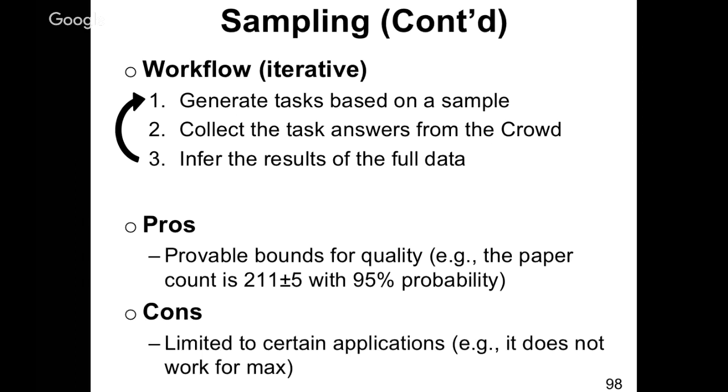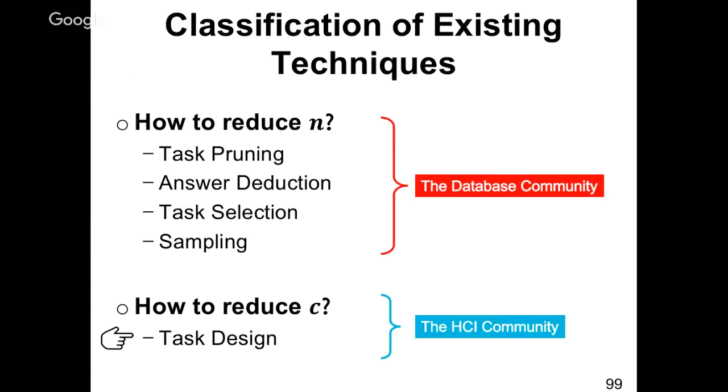But the disadvantage of sampling is it will only work for a certain type of queries. For example, you can use sampling to estimate average and sum, but you cannot use sampling to estimate max, because max is very sensitive to a single record. Okay. So that's the disadvantage of sampling. All right, so those are the 4 techniques for how we can reduce the number of tasks.